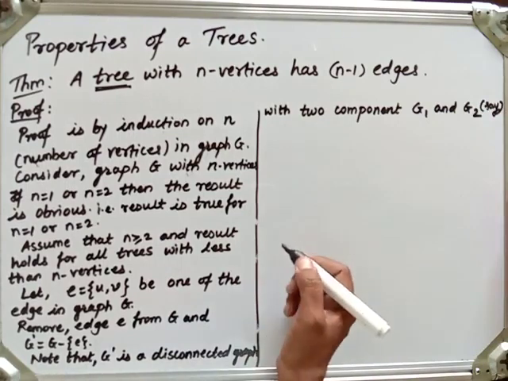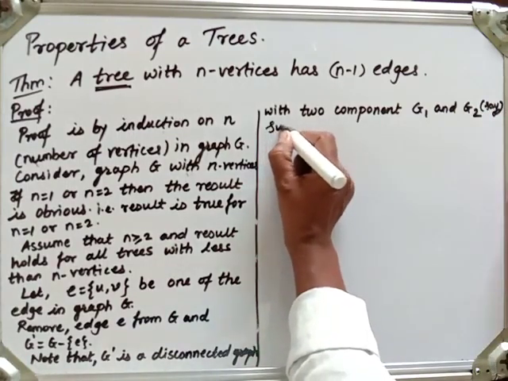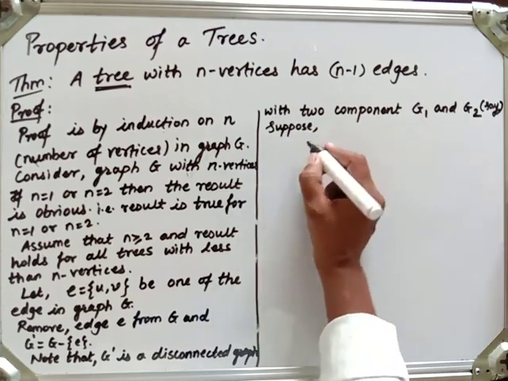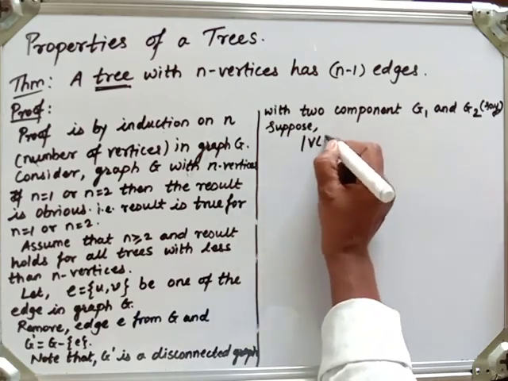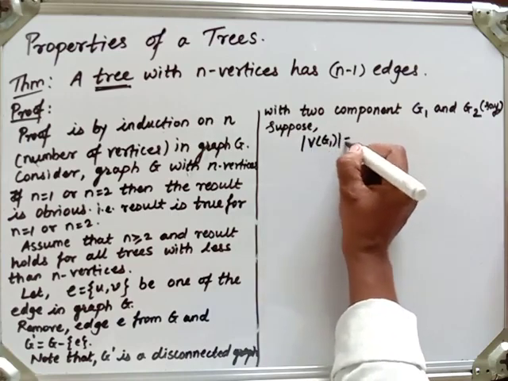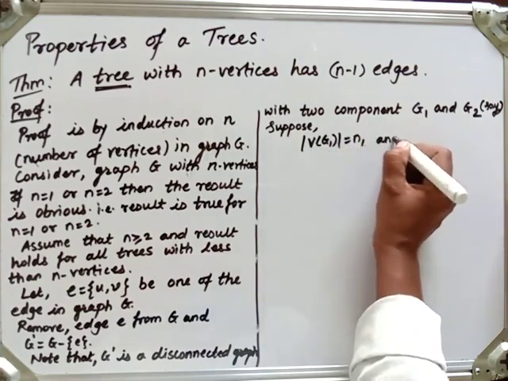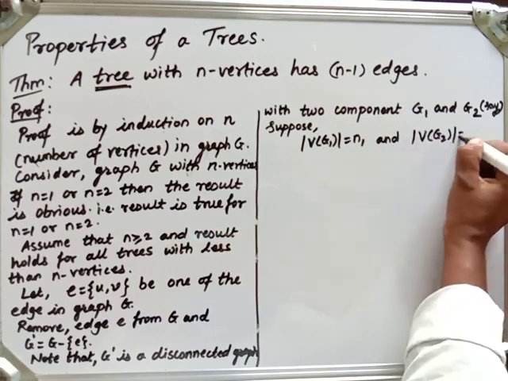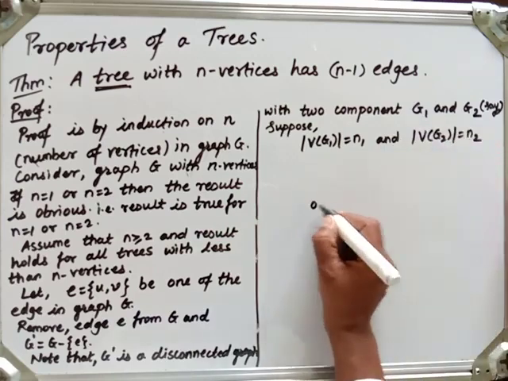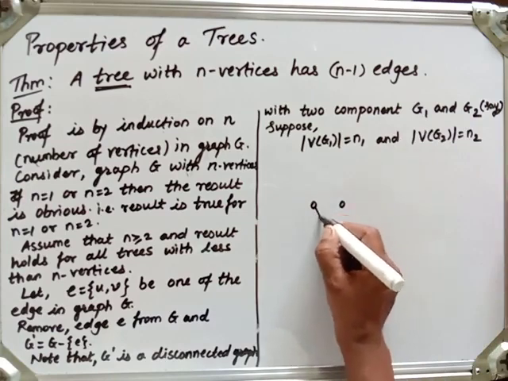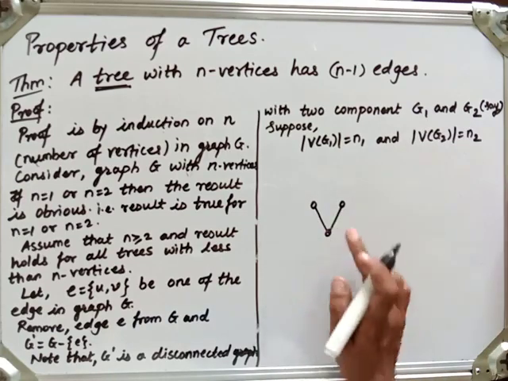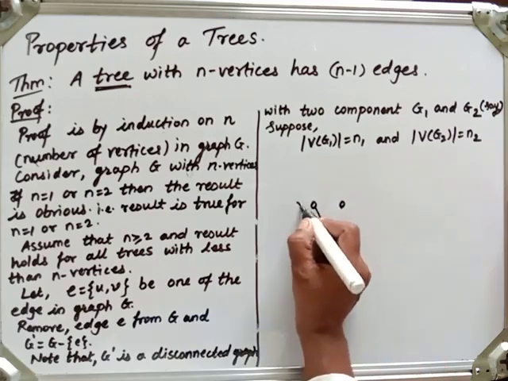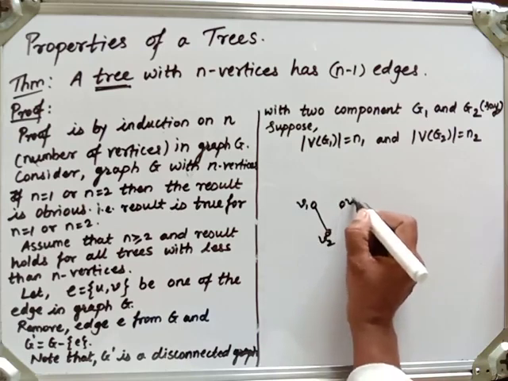Okay, 2 components. Now suppose the number of vertices in G1 is n1. Suppose the cardinality of the vertex set in G1 is n1, and the cardinality of the vertex set of G2 is n2. For example, let me give an example to you. Suppose this is our tree. Now we are removing this edge from here. This is, suppose, vertices v1, v2 and v3.